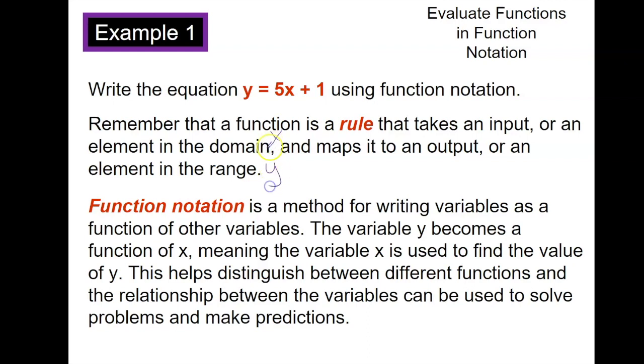Function notation is a method for writing variables as a function of other variables. The variable y becomes a function of x, meaning the variable x is used to find the value of y. This helps distinguish between different functions, and the relationship between the variables can be used to solve problems and make predictions.